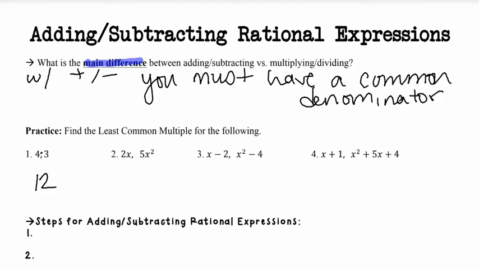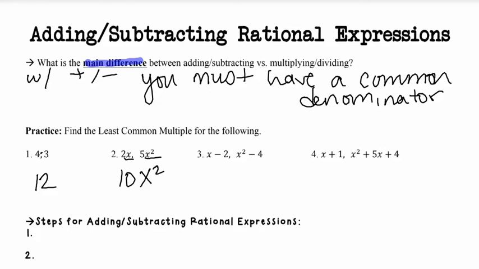What about 2x and 5x squared? If I look at just my numbers, the common multiple between 2 and 5 is 10. But then the common multiple between x and x squared is x squared. Because x multiples are x squared, x cubed, x to the fourth, x to the fifth. X squared multiples are x squared, x to the fourth, x to the sixth, x to the eighth. So the least common multiple would be x squared.